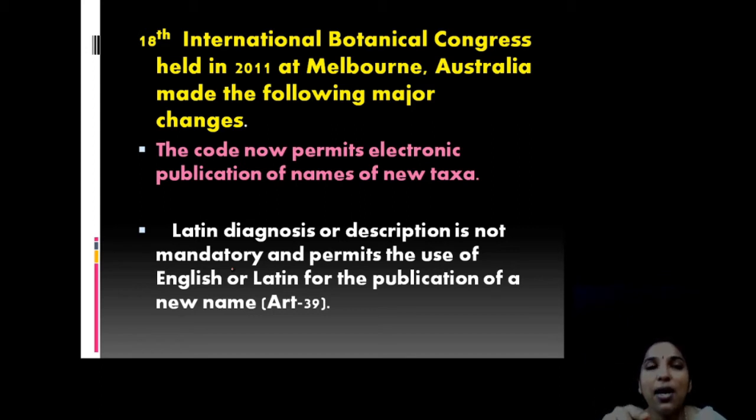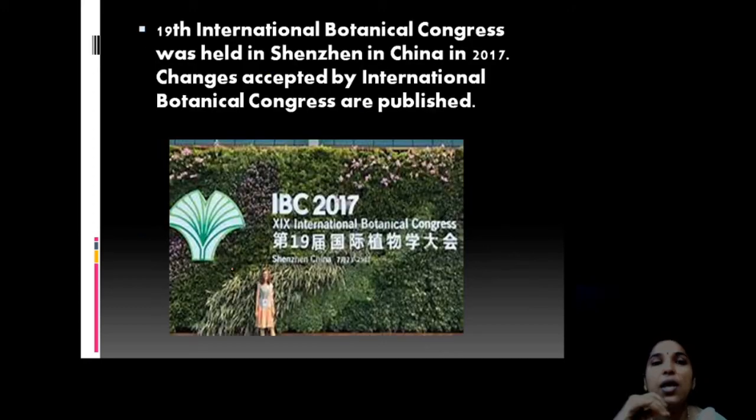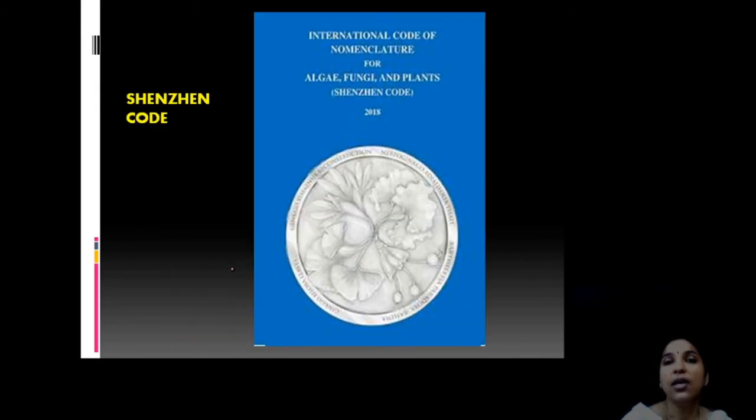That is in Article 39. These are the 2 amendments in the 18th International Botanical Congress. You can publish online; there is no need to publish in a book, a hard copy is not required, and there is no need of Latinization. Now, what about the 19th International Congress? This was held in China in 2017, and that is known as the Shenzhen Code, published in 2018.